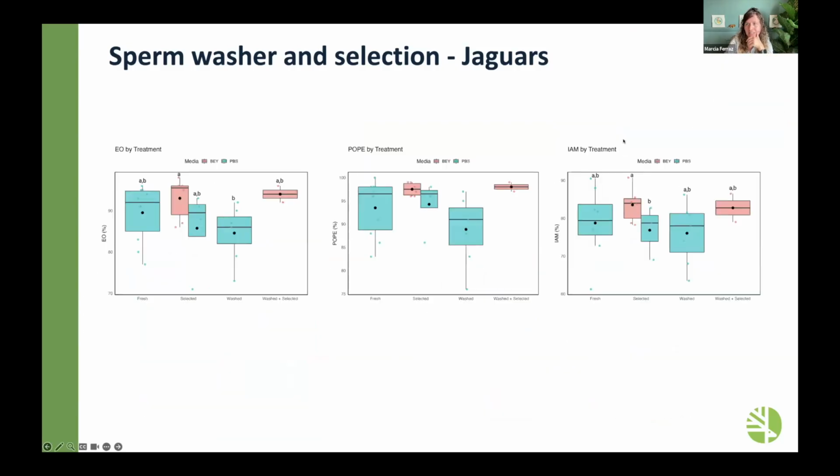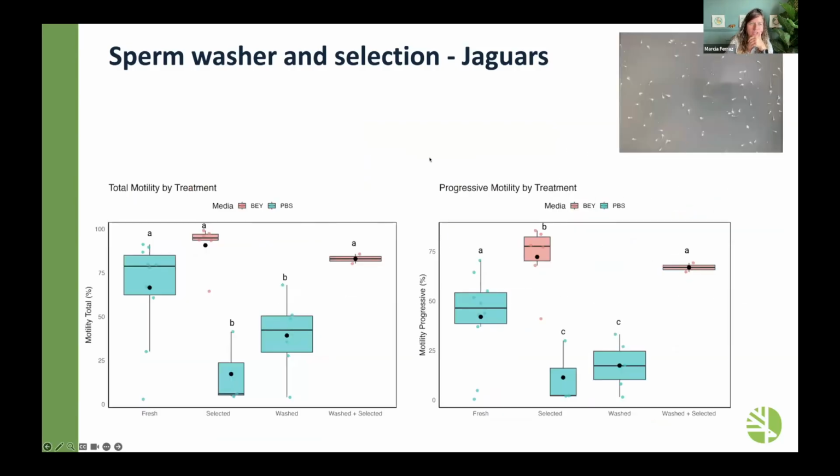We next checked for the motility, and then we compared to the fresh collected semen. That is here, the first one. And there was no difference in motility in the selected ones with the Beyond media. But then there was a reduction in motility when we washed them, and then also when we selected with the PBS. So we know PBS for the Jaguar semen long term is not good. It's fine for washing, but it's not good for keeping the sperm.